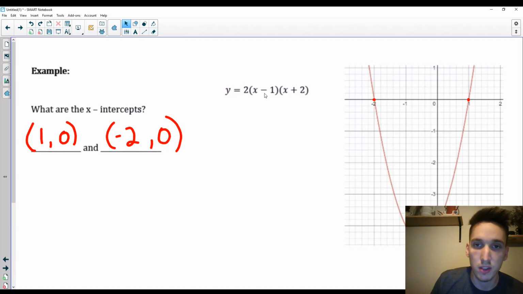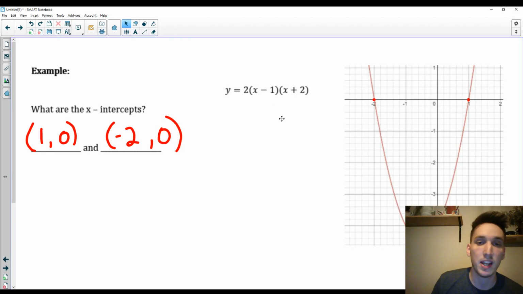Well, you see how it says minus 1 here? Well, we've got to change that sign when we write the x-intercept. Negative 1 here means the x-intercept is positive 1, 0. A plus 2 here means the x-intercept is negative 2, 0. We're going to change these signs. You guys are probably starting to see that's a little bit of a pattern with some of the things we've been learning with quadratics so far.